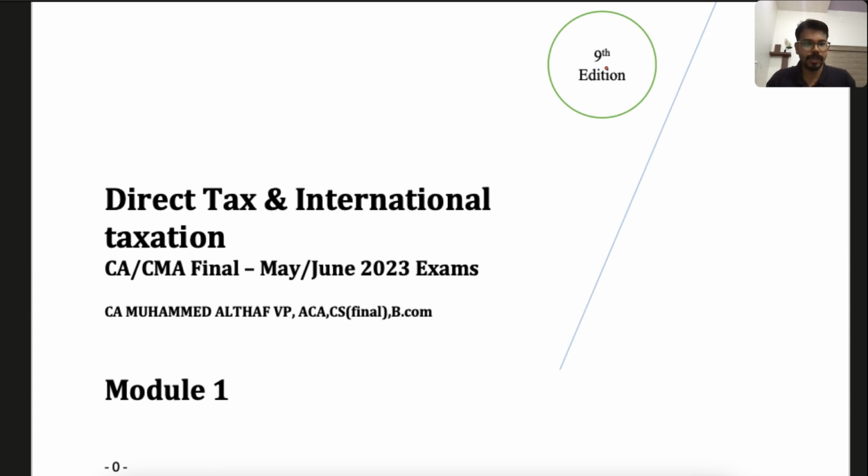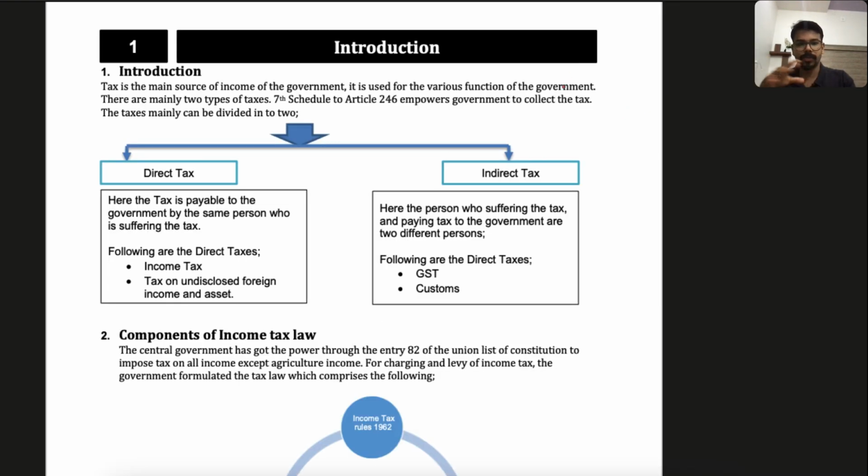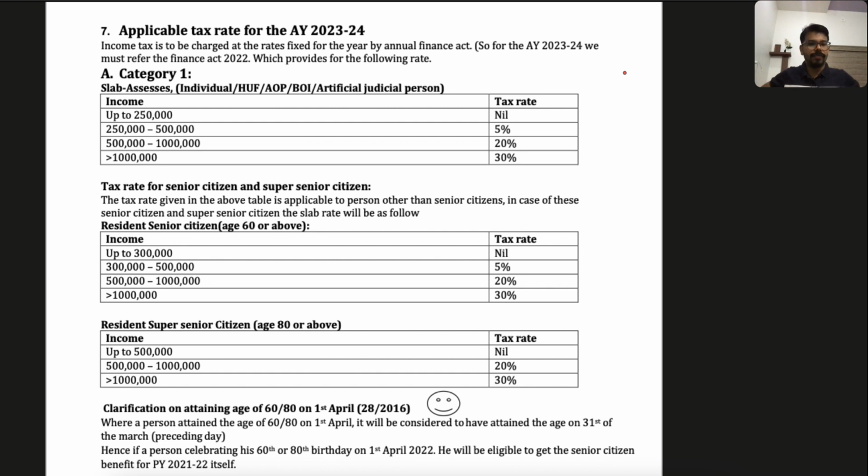I'll be discussing first the things applicable for both inter and final level. I'm just following my personal books, and most of you might be having this book. If anybody is not having it, don't worry, whatever books you are following, you just make changes wherever necessary. The first thing I want to clarify, because so many people are asking this doubt every time whenever there is a budget: we have a recent budget, that is February 2023, right?